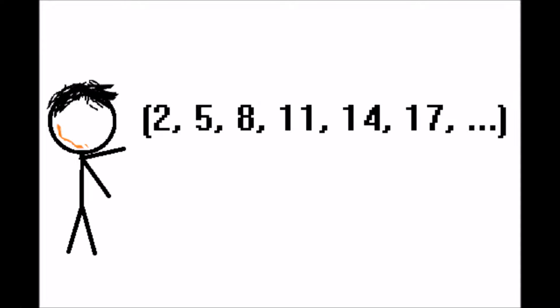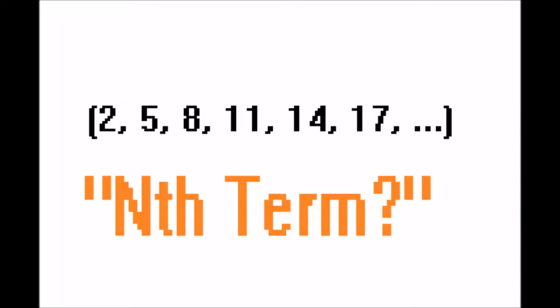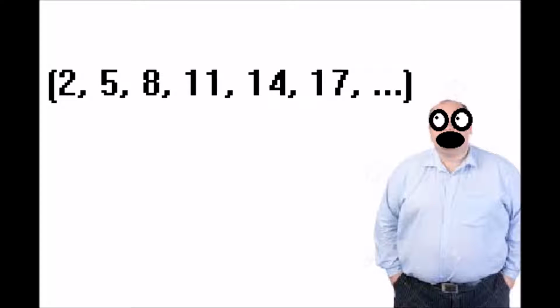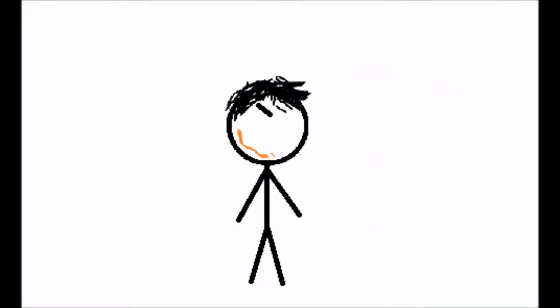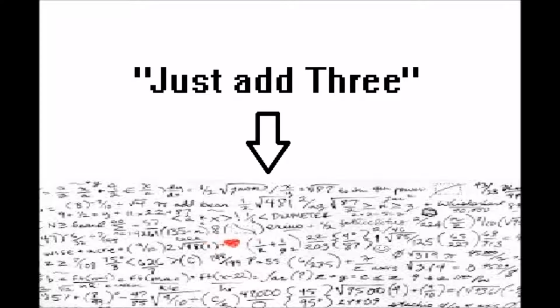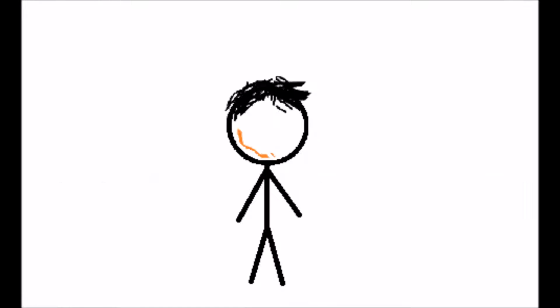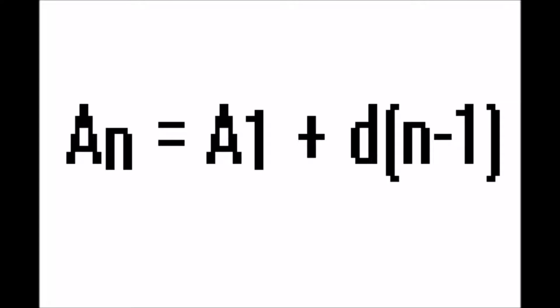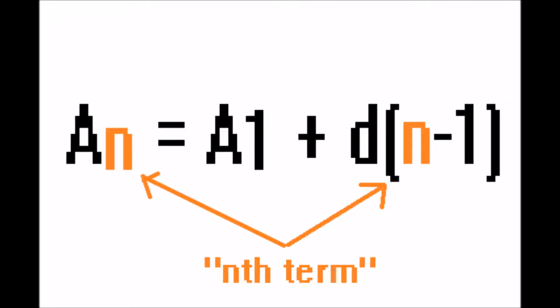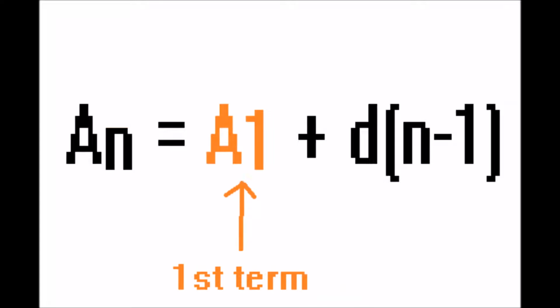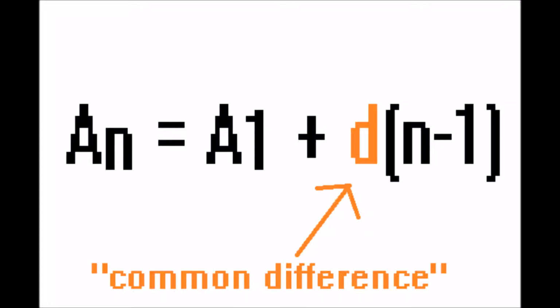For example, here's a sequence, alright? Now tell me, what's the nth term of the sequence? You can just say, oh, just add 3. But this is math, and you would have to translate your words into a formula. Luckily, there's a universal formula for solving for any nth term of the sequence, which is given by this equation over here, wherein n is the nth term that you're trying to find, a1 is the first term of the sequence, and d is the common difference.